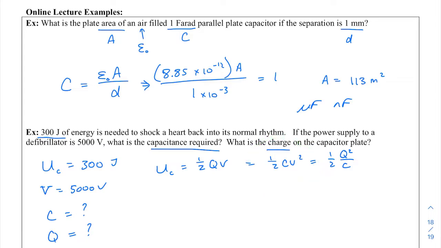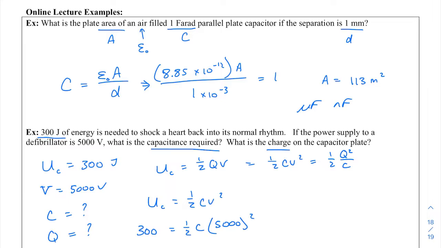In that we would say that my U_C is equal to 1/2 CV squared. So 300 is equal to 1/2 times C times my voltage squared, so 5,000 squared. Calculate out what that capacitance is. Again, I'm going to leave it blank, and when we get back in class, we can go over it.